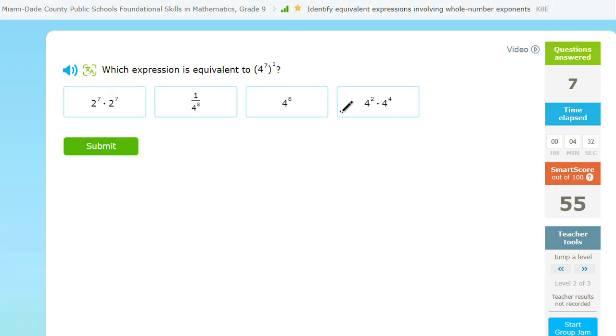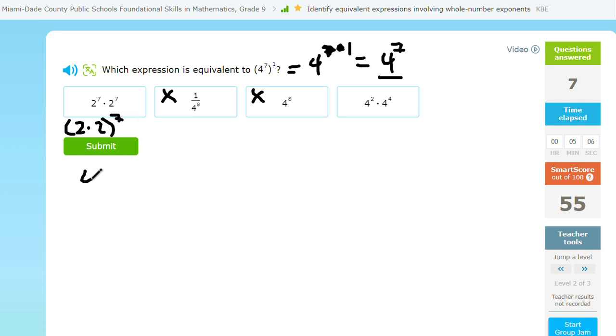So now we have 4 to the, multiplying 7 times 1. So 7 times 1 gives me 4 to the 7th. And so I'm looking for 4 to the 7th. Well, this is obviously wrong. That's obviously wrong. So let's see, between these two, because I have the same base and the same exponent, I have options. But since I want to get 4 in the base, I should probably multiply 2 by 2 and keep the 7, which is 4 to the 7th. So this is right.